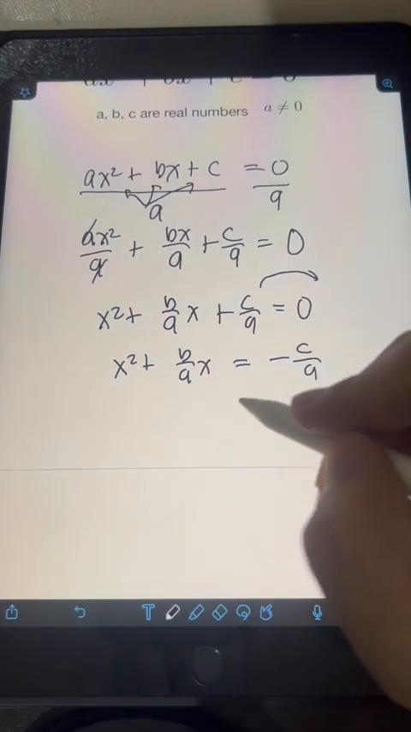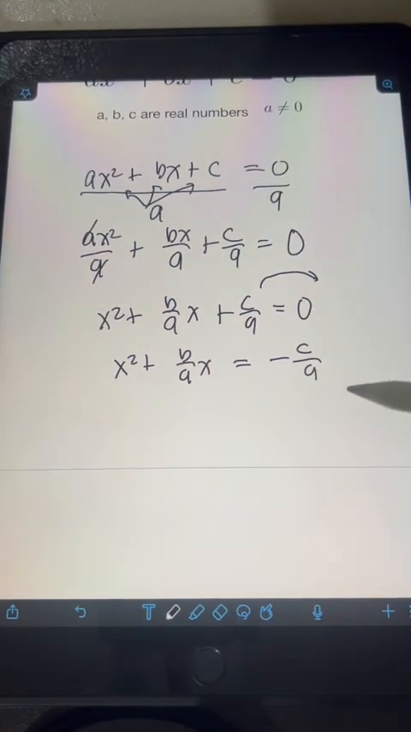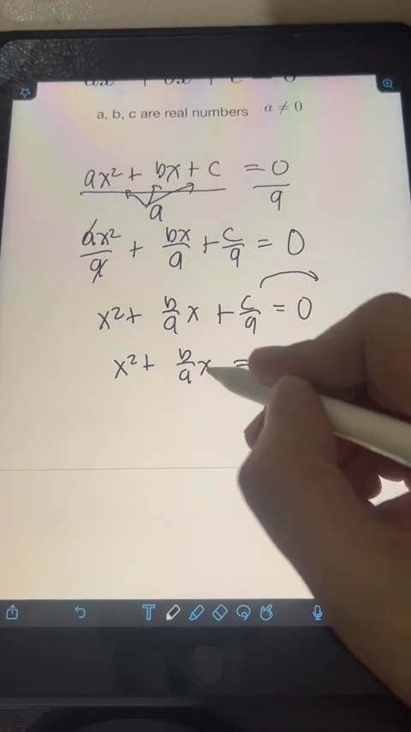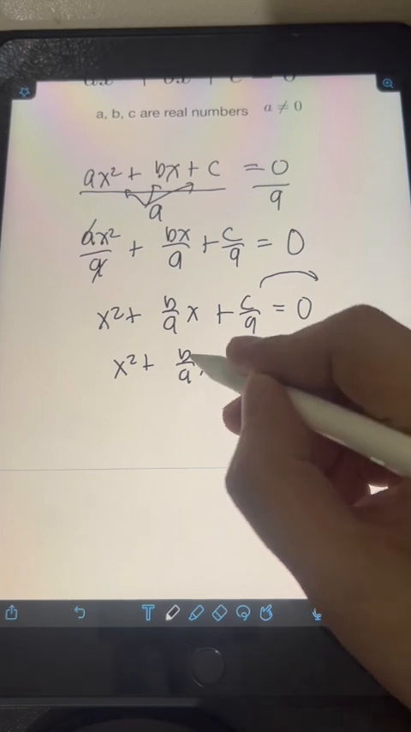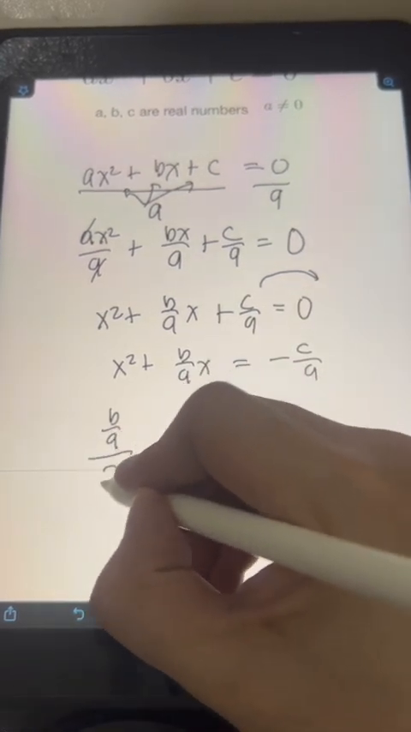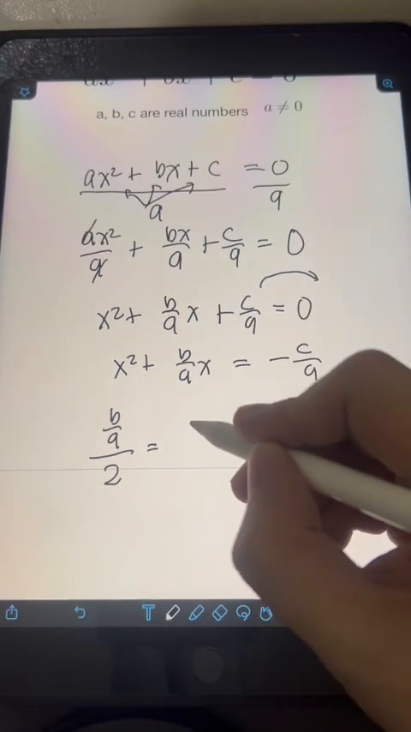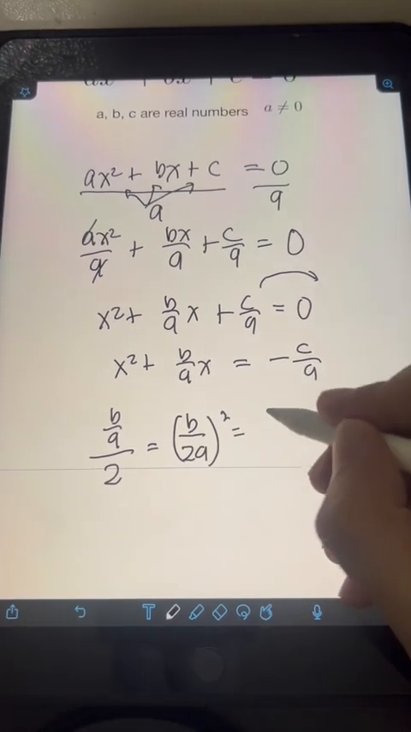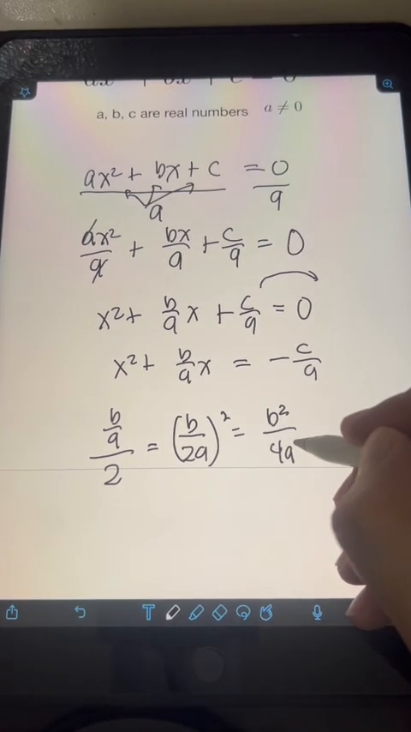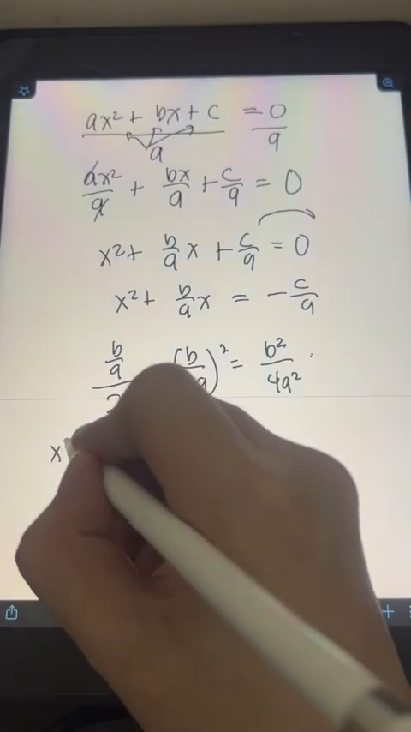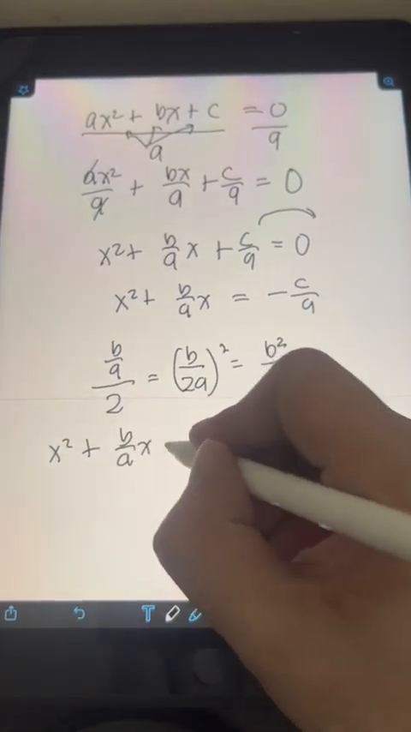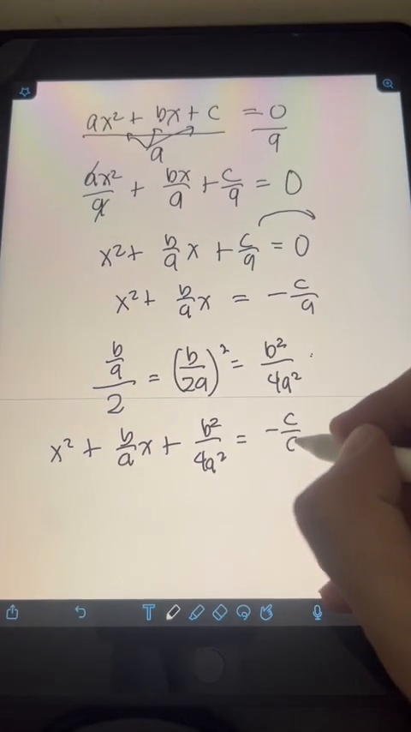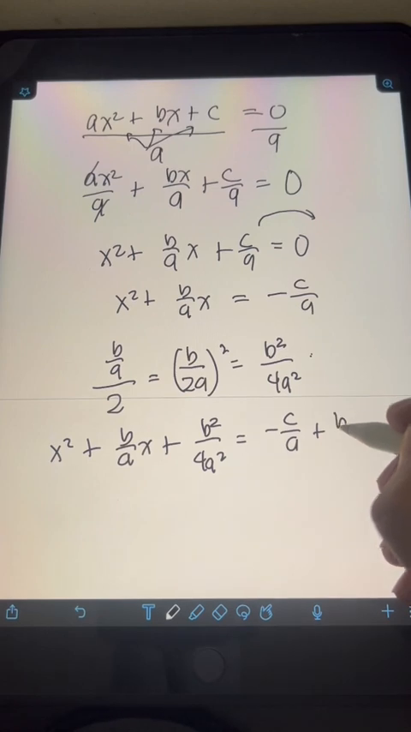And then we need to add a constant term on both sides of the equation so as to complete the square of x. To find that constant, we simply divide the coefficient of the x term, which is b over a, by 2. So it will be b over 2a, and then get the square of this answer, we will have b squared over 4a squared. Therefore, we can add to both sides of the equation the constant term b squared over 4a squared, to complete the square of x.